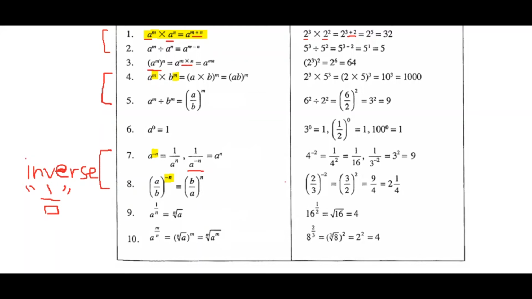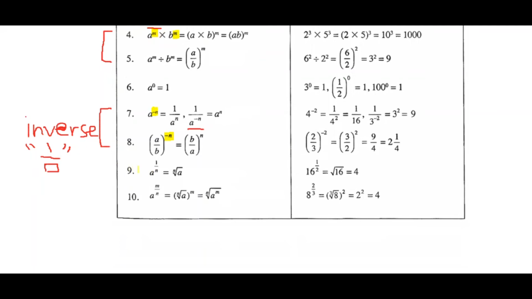Alright, so an example will be if I have 2/3 to the power of minus 2. The negative power will just mean that it's an inverse, so I just flip the fraction around, it becomes 3 over 2 squared. Alright.